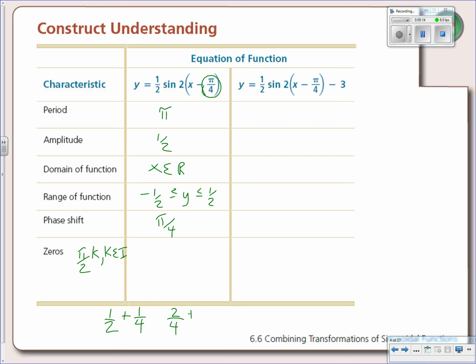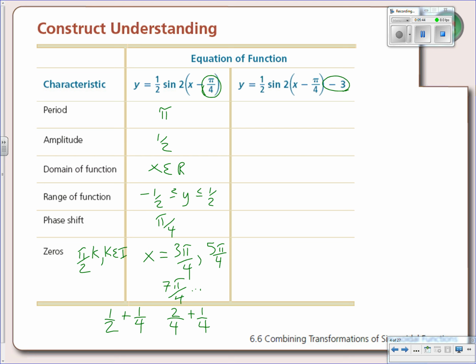And the values where that would also occur would be plus or minus 5 pi over 4, 7 pi over 4, etc. Okay, I'll just list a few of them. The last one is the same as the one we just did, except now we're also going to incorporate a vertical shift down 3. We have a d value. So the period stays the same. The amplitude is 1/2. Still elements of the reals.